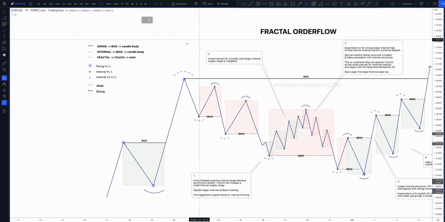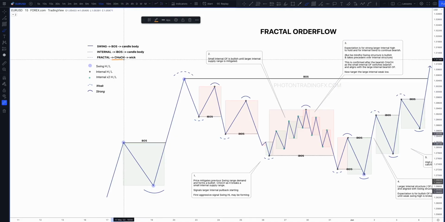Remember, a change of character, which is that break of a fractal high-low, signals that an internal pullback is starting or ending, right? These are like the laws. An IBOS signals that a swing pullback has started or ended. That's the hierarchy, okay? So hopefully if you have that, everything else will fall in place from that.